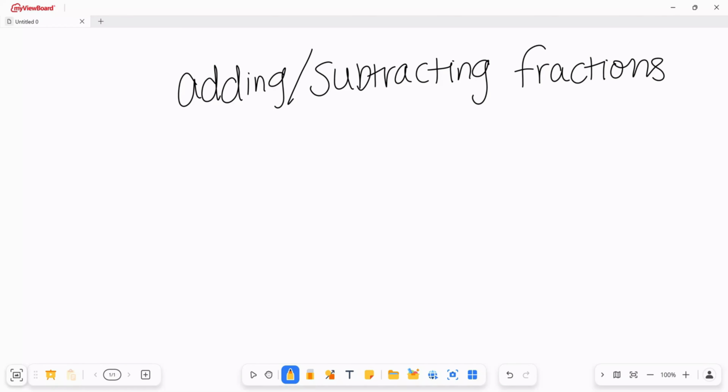Okay, so first thing that we're going to start with is just what a fraction is, as a basis. It is going to have some kind of numerator, which is that number on the top, and then your denominator, which is on the bottom.